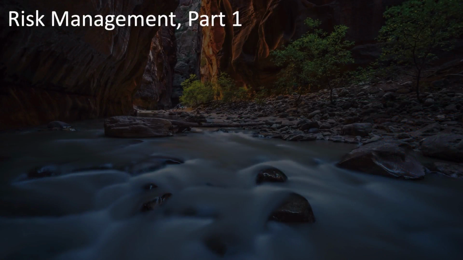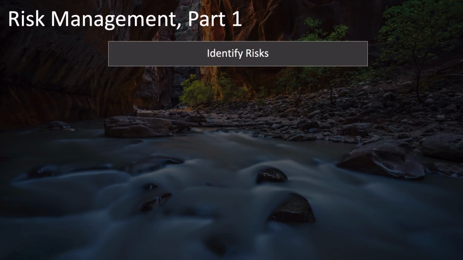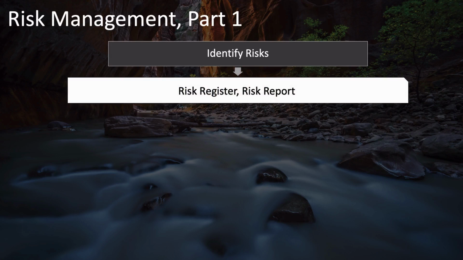Next, we have the risk management knowledge area. And for this, we'll cover planning, executing, and monitoring and controlling processes. We start with identify risks, which has as its outputs the risk register and risk report. These will be still incomplete at this point, but this is where they start.